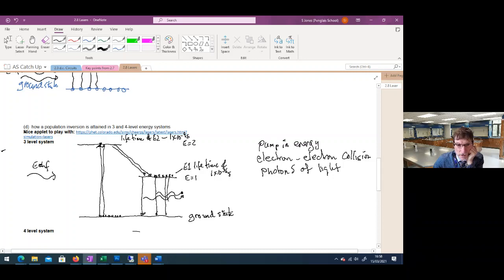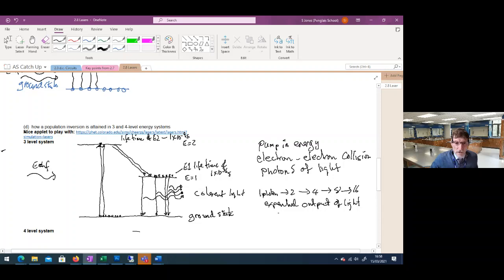Now those 2 will cause another 2 to fall down. And those 2 will emit 2 more photons of exactly the same energy and exactly the same direction. And what we've got is a build-up. So we've got coherent light. 1 photon goes to 2, goes to 4, goes to 8, goes to 16, etc. And you've got an exponential output of light.